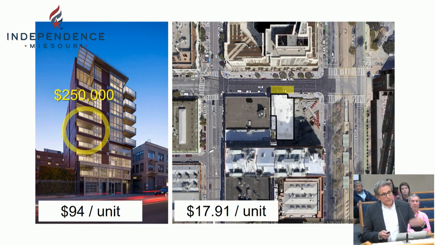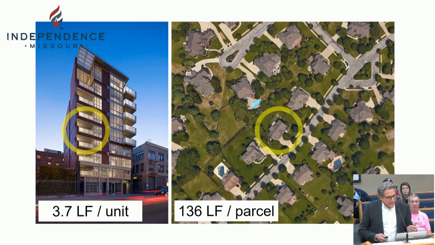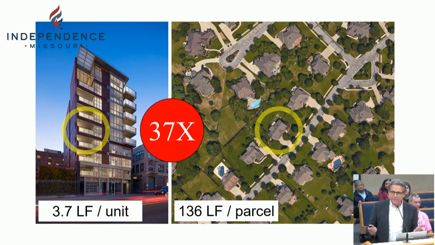If you assume it's the same $250,000 home value, then that unit is generating the same $94 a square foot, because we don't tax based on development pattern, we just tax based on improvements. So then you compare that back to the post-1950 development model, and you find that it's 37 times more infrastructure burden for the post-1950s model than this urban model.